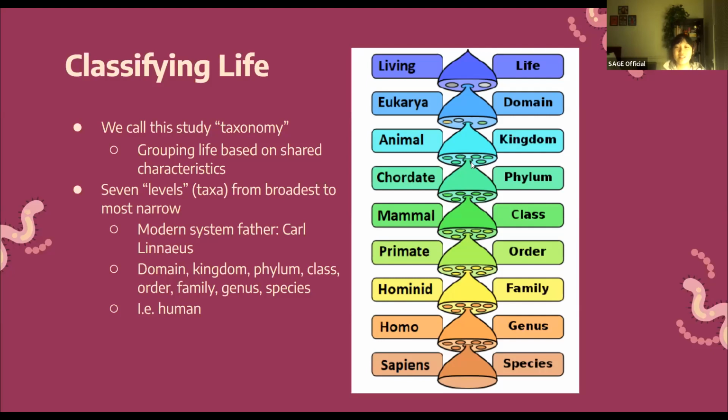Anyways, so there are 7 main classifications of life from broadest to the most specific. And the modern father of this classification is a scientist called Carl Linnaeus, and he classified a lot of organisms and discovered a lot. And these classifications from broadest to the most narrow are domain, kingdom, phylum, class, order, family, genus, and species. And then on the right, you see an example of the different classifications and how they work out.